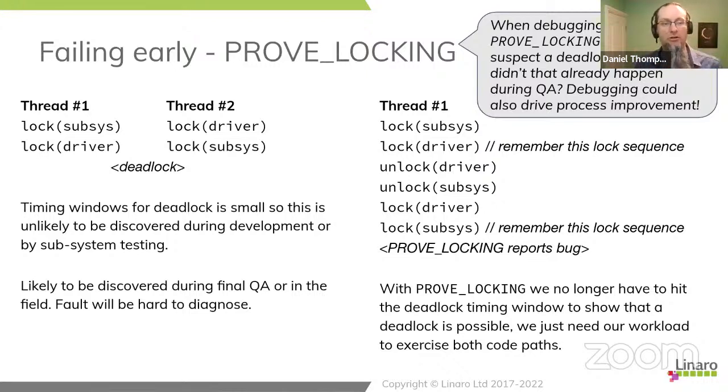And the timing window to reproduce the deadlock can be very, very small. It's a difficult thing to find during subsystem testing. It's the kind of bug that we might envisage being discovered in final QA or in the field. And at that point, most of your tools to help you work with it will be difficult to deploy or diagnose. So prove locking is a mechanism that allows us to surface that bug much more easily.